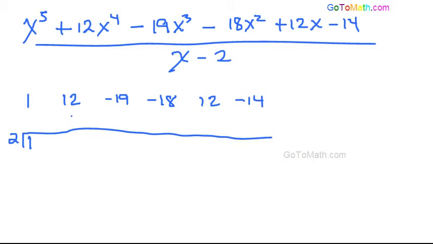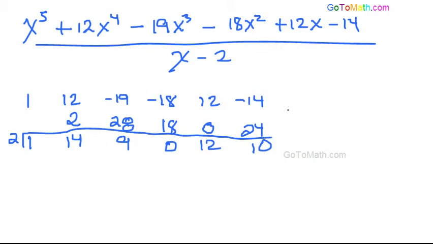So 2 times 1 is 2. So that's going to be 14. 2 times 14 is 28. Right. So that's going to be 9. 2 times 9 is 18. That'll be 0. And then 2 times 0 is 0. I'll make that a 12. 2 times 12 is 24. And that'll make that 10. Wait a minute. Yeah, 6 and 4 is 10. Okay.